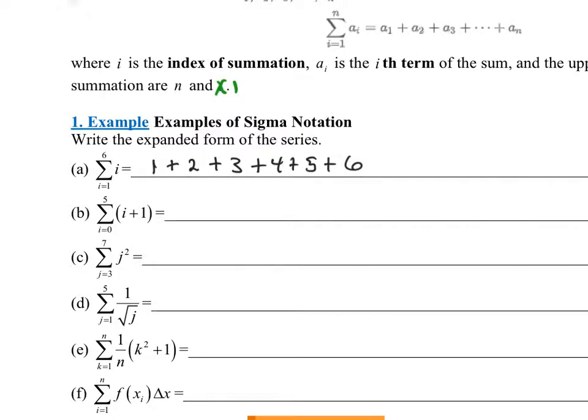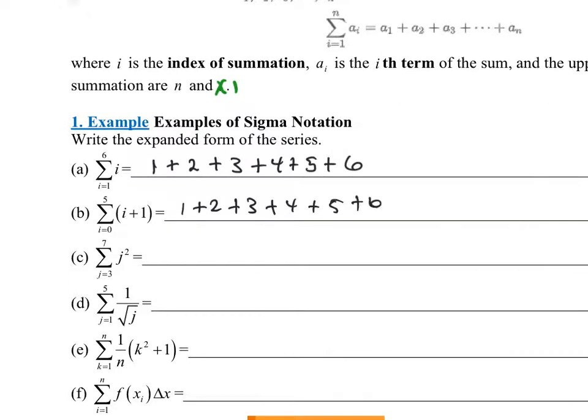Let's look at this next one right here. What's the difference between these two? Well, I want you to notice that my index starts at 0 now, and my upper limit is 5. But what are we going to do? We're going to take that i value, and we're going to add 1 each time. So if I plugged in 0, I'd have 0 plus 1, which is 1, plus. And then 1 plus 1, which is 2. 2 plus 1, which is 3. 3 plus 1, which is 4. 4 plus 1, which is 5. And then the last number we would plug in is 5. 5 plus 1, which is 6.